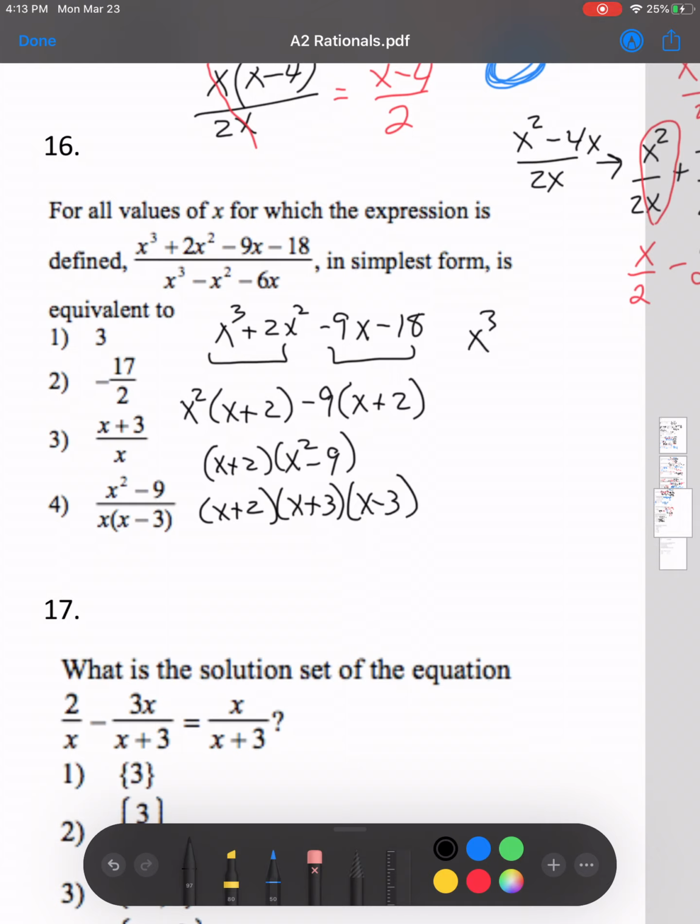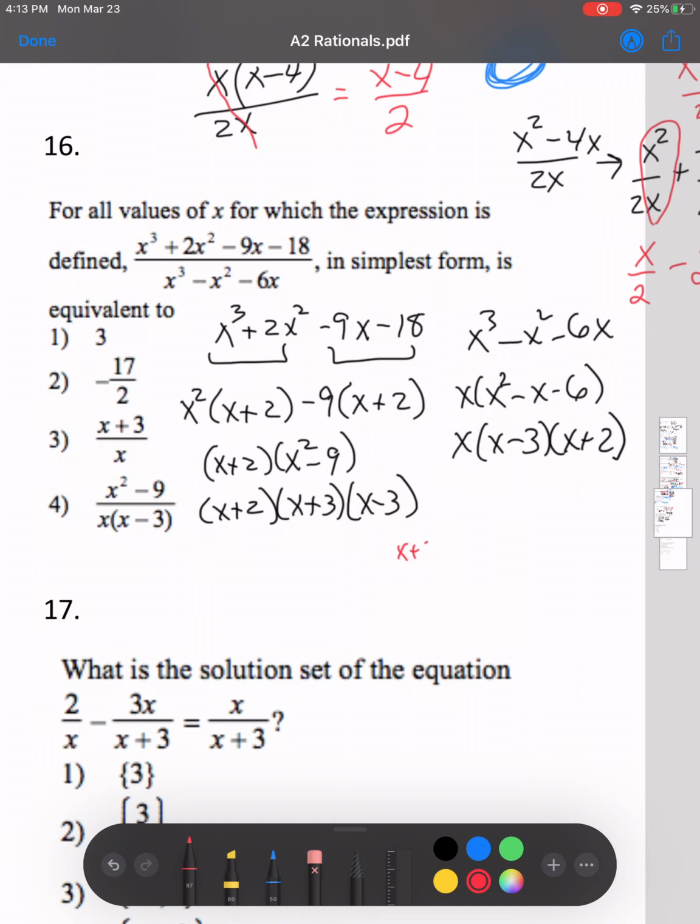Now I have a trinomial up here. First kind of factoring is always look for GCF. Well, I can take an x out of all of them. And now what multiplies to a negative 6 and adds to a negative 1? That would be a negative 3 and a positive 2. All right, so now we got to put our fractions together.